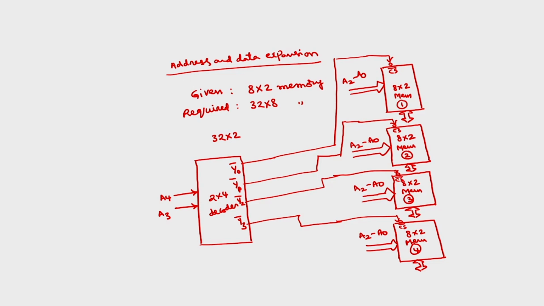But because this is 8 by 2, each memory will give only 2 bits of the data. This will give 2 bits of the data. We can call it D1 to D0. This will give 2 bits D1 to D0. This will give D1 to D0. This will give D1 to D0. But I want 8 bits of the data. So, you have to connect 4 such chips together. As I have told, this is data expansion. So, you have to use 4 such chips.